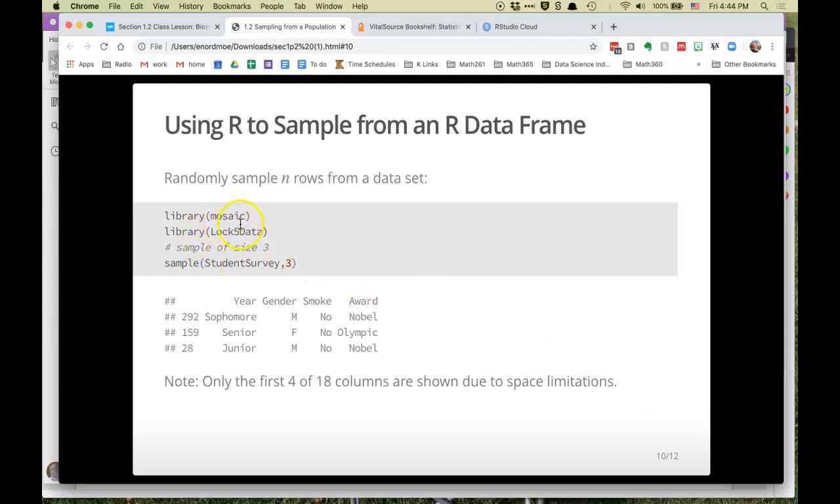So the data frame that we're going to be looking at is the student survey. And we just want to get a sample of size 3, just a very small sample from the student survey. So for space limitations, I'm just giving the first few columns, but I'm going to go ahead and run these commands over in RStudio. So we've already done the first two though, so we can just sample the student survey.